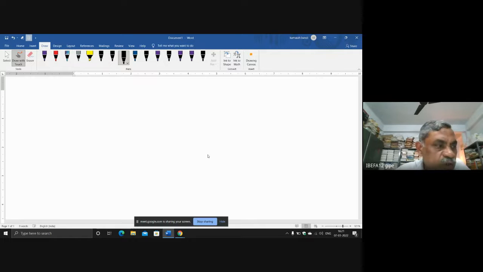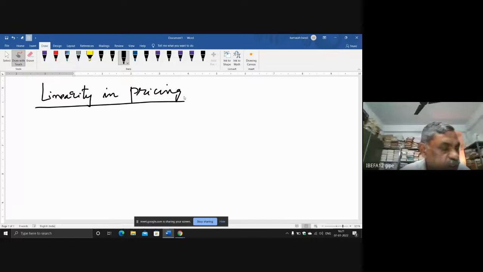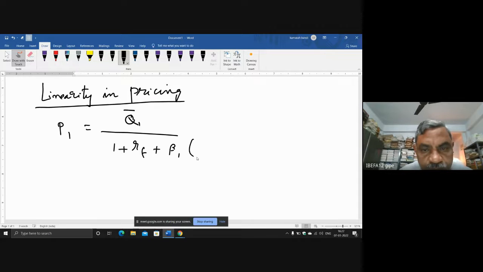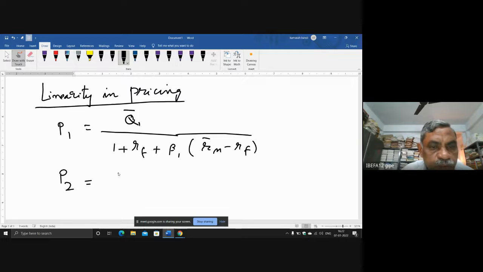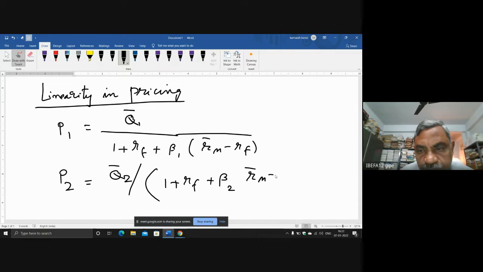Next, there is a notion called linearity in pricing. There are two prices, P1 and P2, for two assets respectively. P1 equals Q bar 1 upon 1 plus R_F plus beta 1 times (R bar M minus R_F). Let there be another, P2. Similarly, Q bar 2 upon (1 plus R_F), which is the same, whereas this changes to beta 2. The market is the same. This factor is the same.